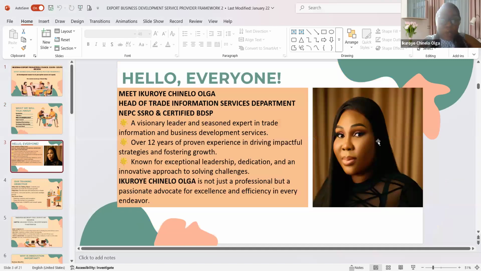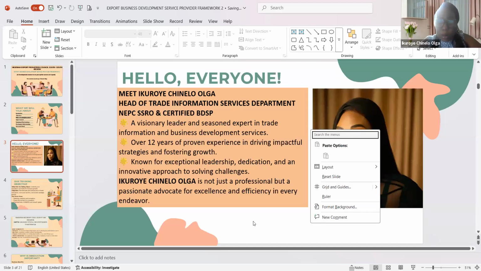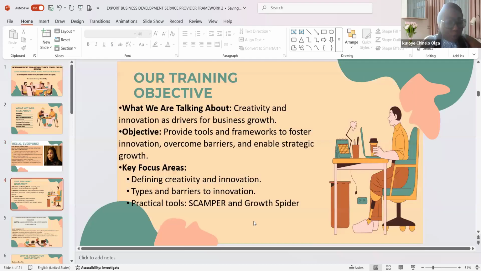And the training objective, our training objective is to explore how creativity and innovation can drive business growth, especially in the export sector. And the goal is to equip you with tools and frameworks to foster innovation, tackle barriers, and enable strategic growth. So we are zooming into 3 key areas.